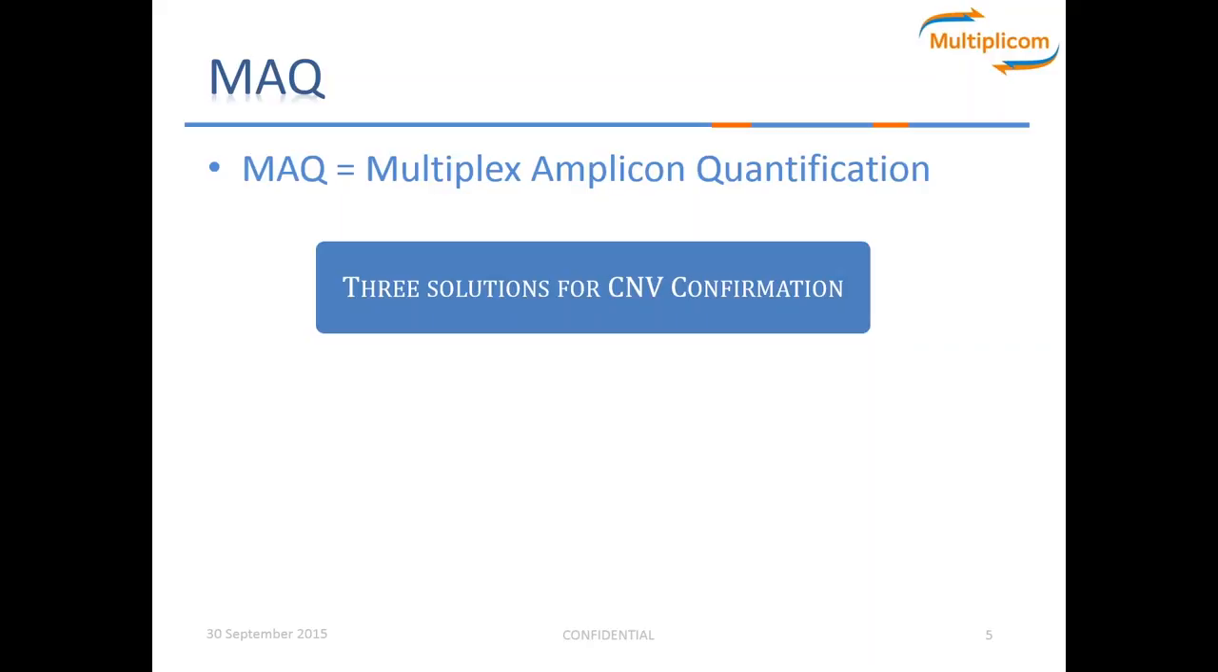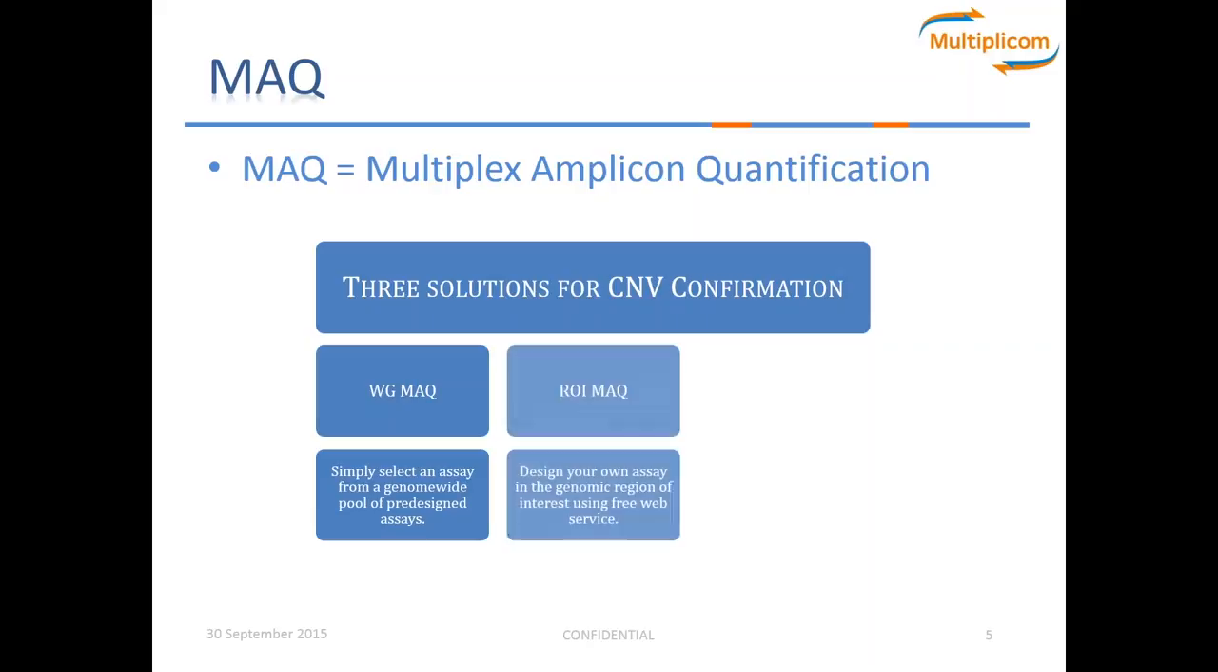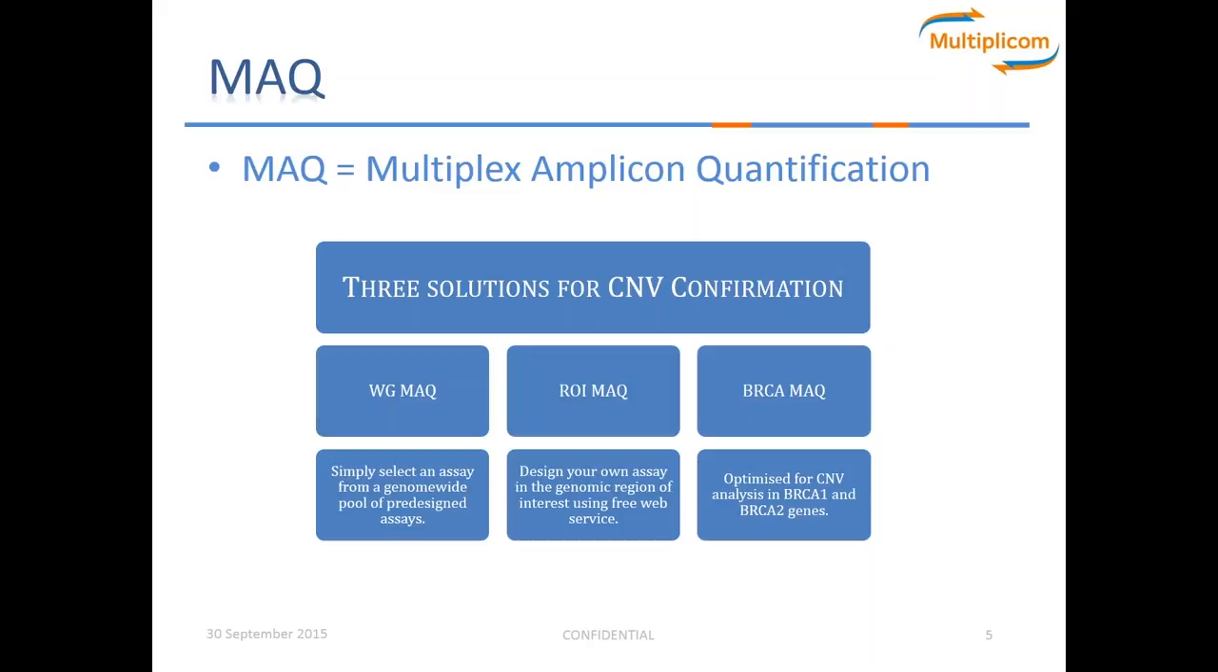At Multiplicom, we have three MAQ-based solutions for CNV confirmation, namely whole genome MAQ, which is the solution we will speak about today, where you can simply select among thousands of pre-designed genome-wide assays, or the region of interest MAQ, where you can design your own assay according to your genomic region of interest using our free web service, or the BRCA MAQ, which is one of our exon-specific MAQs. In this case, it's for analyzing CNVs in the BRCA1 and BRCA2 genes.